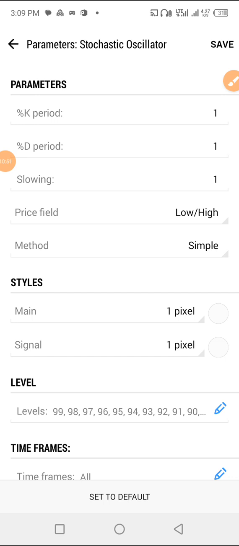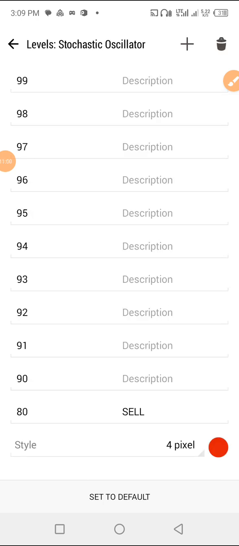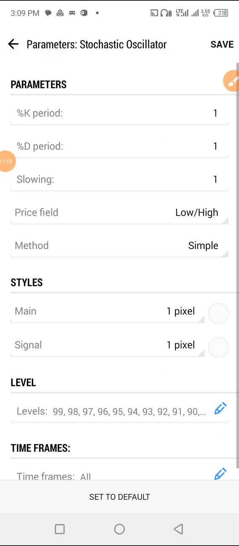What we need is just the levels. So everything should be 0. The main and the signal should be your background color. Then the levels this time should range from 99 down to 80 exactly. Once price crosses below 80, that zone should be your sell point, because it acts as resistance. When price has gotten to the peak point, you see price bouncing from those zones. Then you click on save.